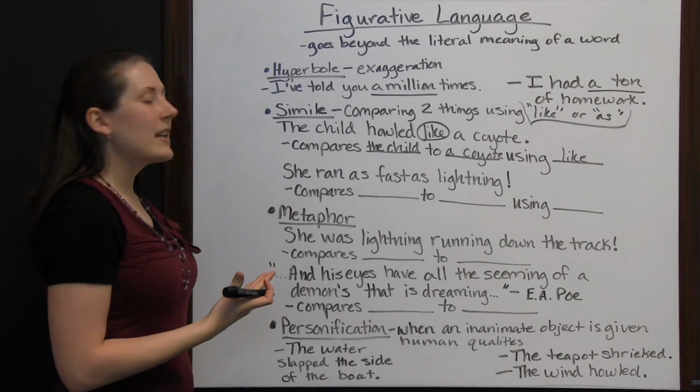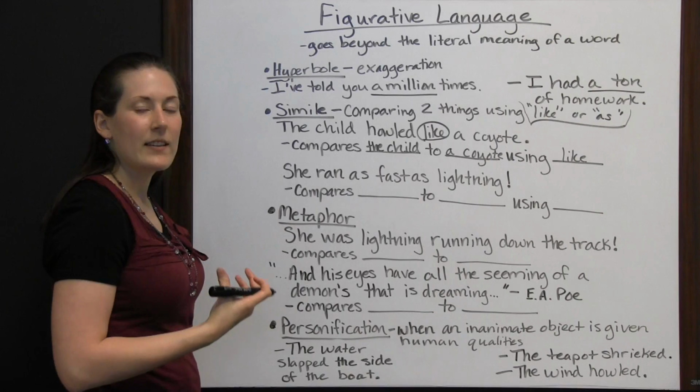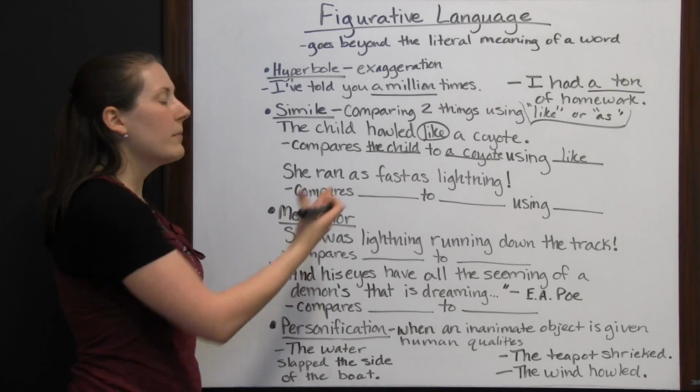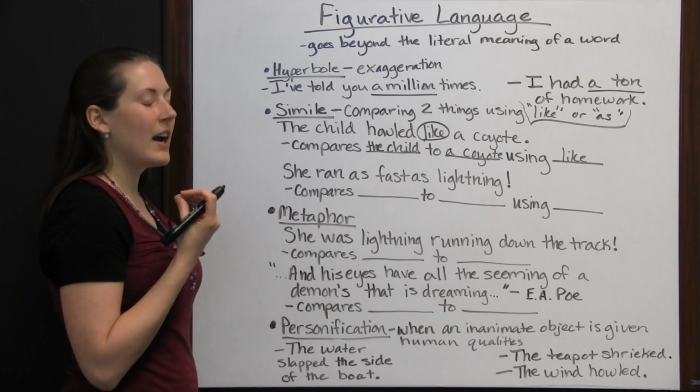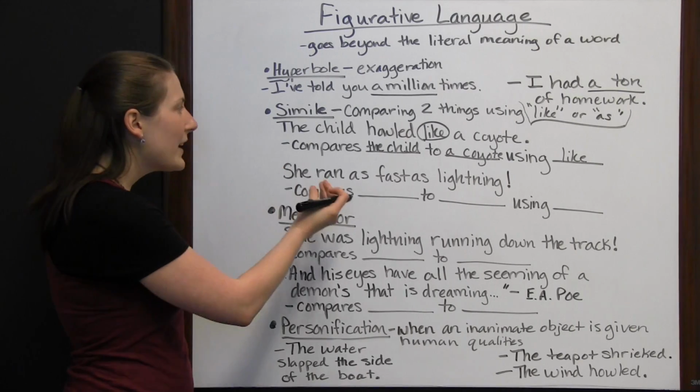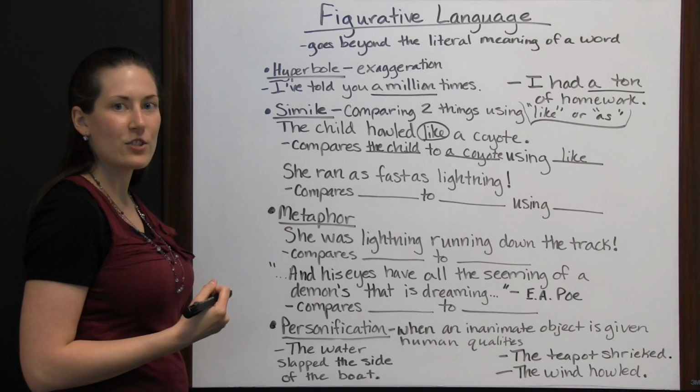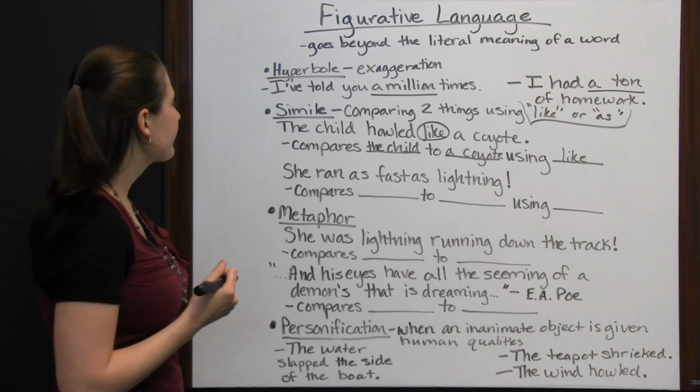This example is letting you know that the child is loud. Its crying sounds like a howl, much like a coyote. So this figurative language is used to bring a coyote to mind to help you picture and hear in your mind how this child is screaming or crying.